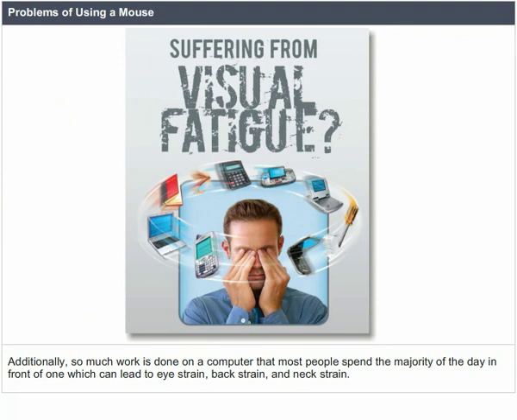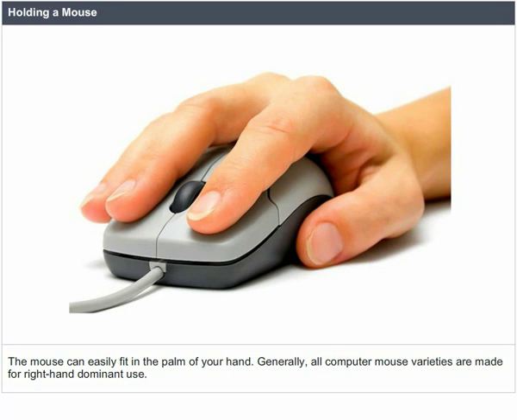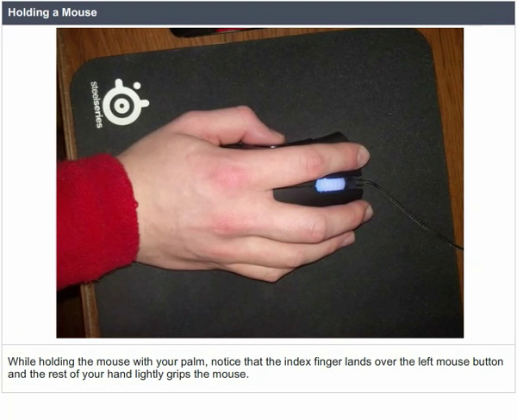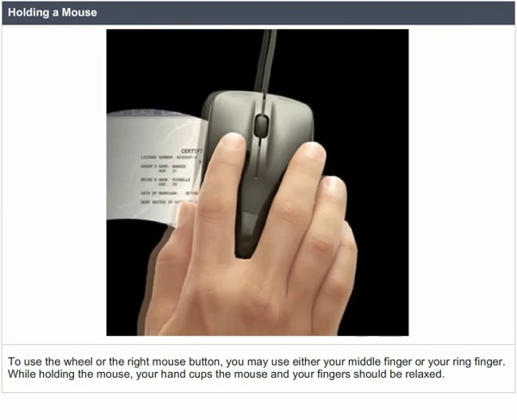Holding a mouse. The mouse can easily fit in the palm of your hand. Generally, all computer mouse varieties are made for right-hand dominant use, but if needed, they can easily be customized for left-hand users. While holding the mouse with your palm, notice that the index finger lands over the left mouse button and the rest of your hand lightly grips the mouse. To use the wheel or the right mouse button, you may use either your middle finger or your ring finger. While holding the mouse, your hand cups the mouse and your fingers should be relaxed.